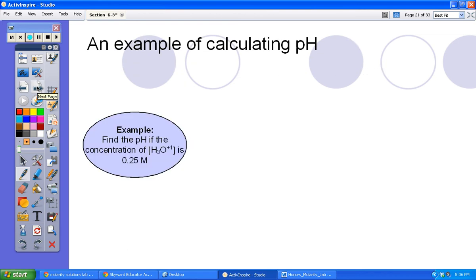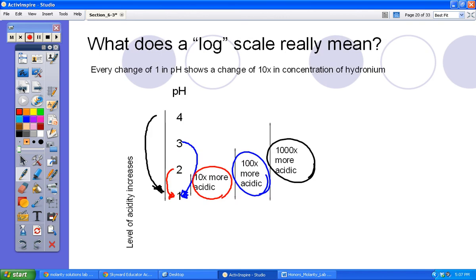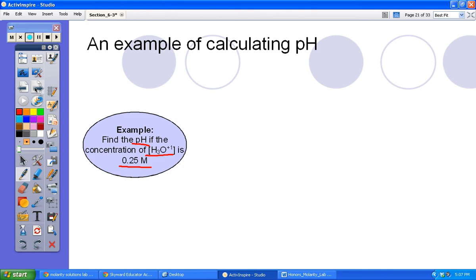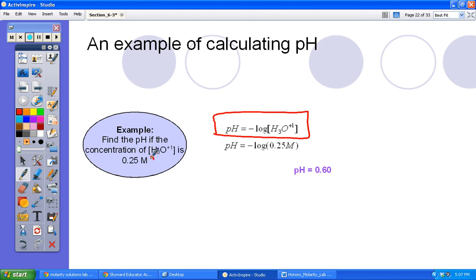So here's an example of calculating pH, and we'll have to do this in class. Basically, you're going to find the pH when the concentration of hydronium is 0.25 molar. So this is pretty easy. We use our equation from the previous slide here, this one, and there it is. So we take this equation, we plug 0.25 molarity into here, and then we put it into our calculator. We find out that the pH is 0.60.